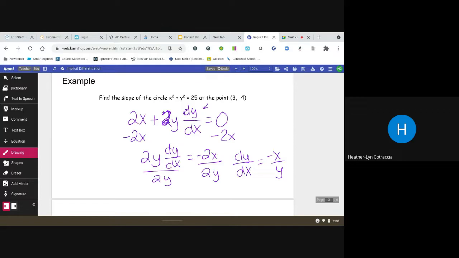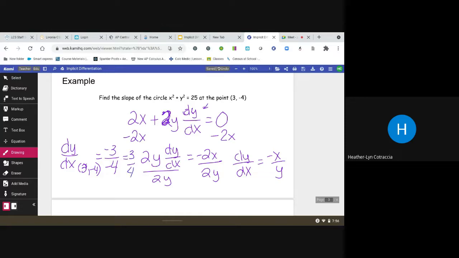Now, this one it said specifically find the slope of the circle at that point. So now I'm just going to come over here to the side, and I'm going to say dy dx at the point 3, negative 4 would be equal to negative 3 over negative 4. So all I did was take the x and the y and plug it in for the x and the y over there, which would simplify to 3/4.